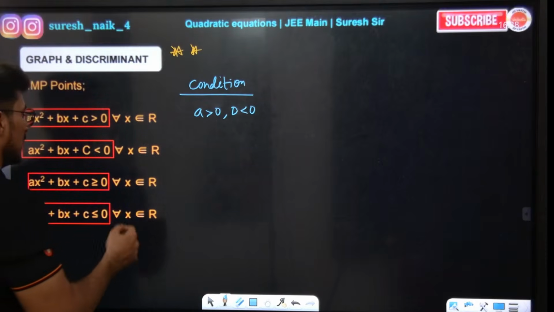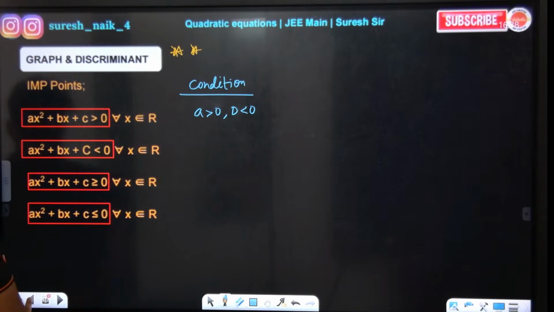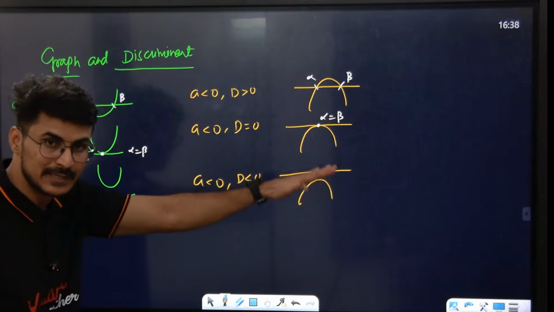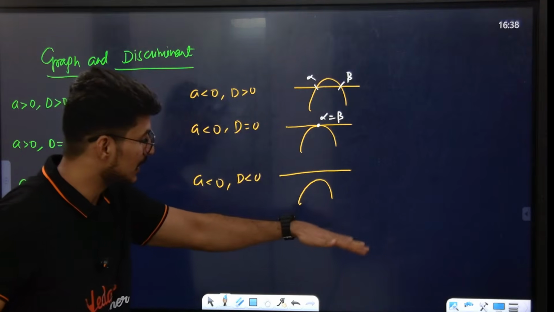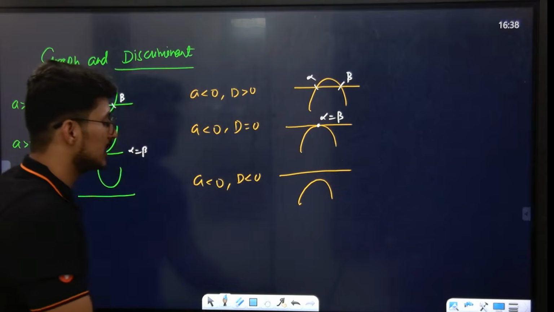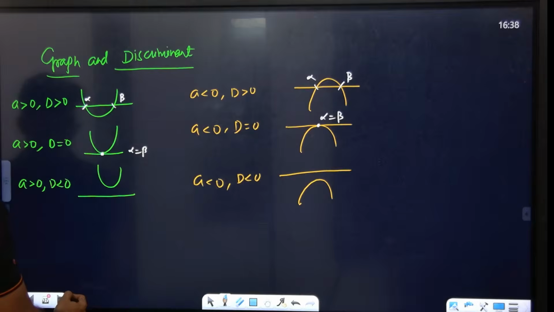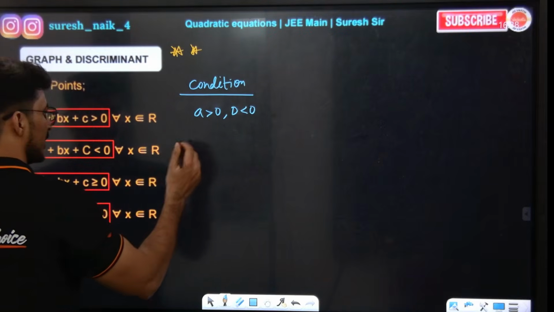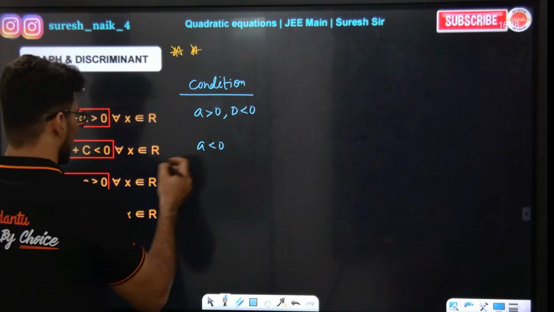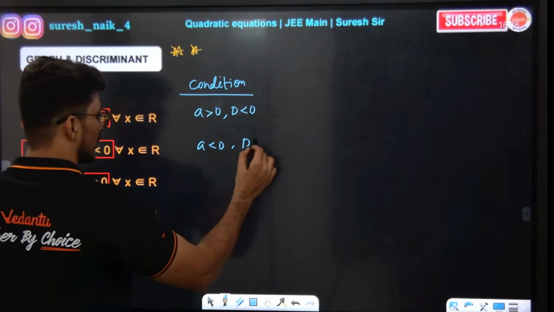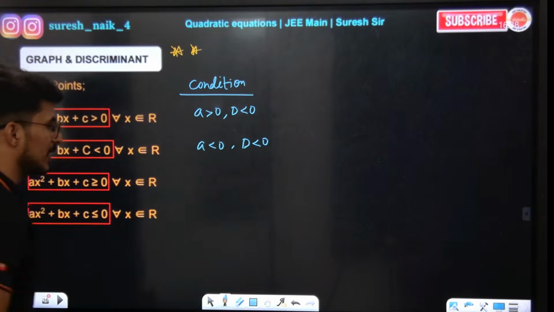Now tell me here. F of x is always less than 0. Less than 0 means what? Always below the x-axis. Then what happens now? A is less than 0 obviously, and the discriminant is what? Less than 0. Are you getting the point? A on the downward graph, and the discriminant is always lesser than 0. Are you getting the point or not?